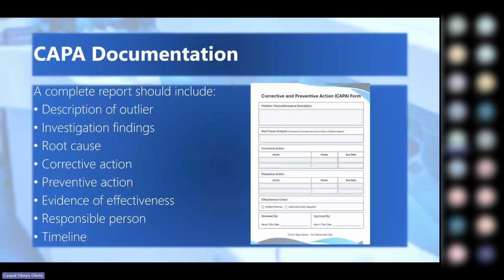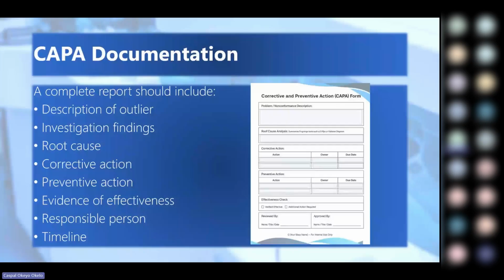And in your CAPA documentation, you need to avoid statements that we often see, like "human error was corrected." Instead, you need to be specific. You need to write things like, for example, root cause was identified as absence of a formal lot-to-lot verification SOP. Preventive action: developed and implemented documented verification protocol with supervisor sign-off.